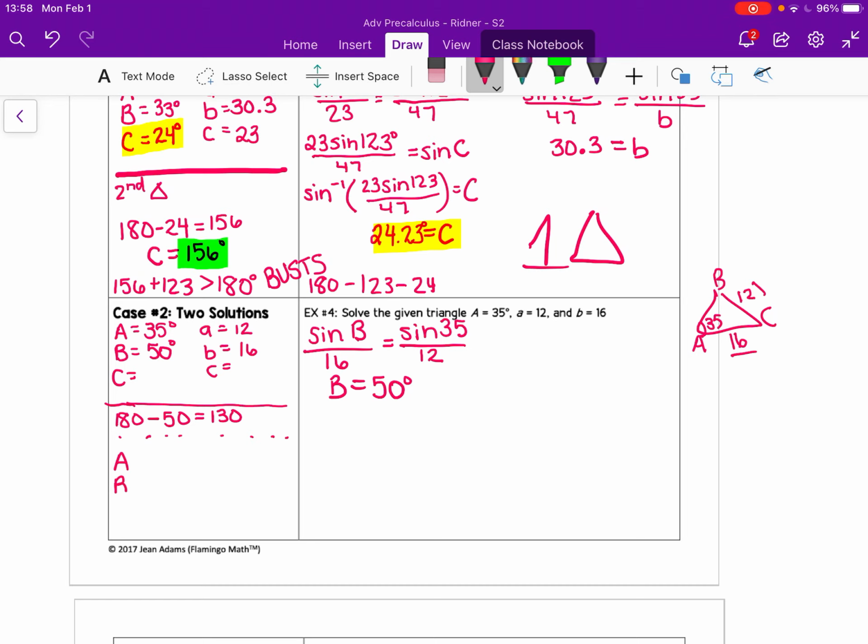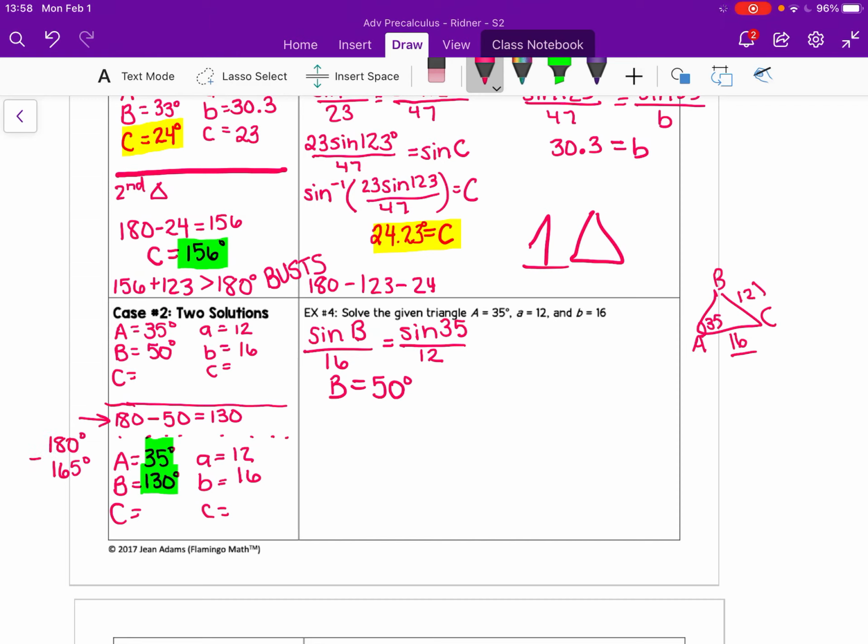So what happens if all my givens still are there? We can't change what the problem gave us. It gave us that little a was 12, it gave us that little b was 16, and it gave us that big A was 35 degrees. But I can change my B to be 130 degrees. If I do that, does this bust? So I need to test, does this bust? 35 plus 130 is 165. Notice that that is less than 180. So a second triangle is okay.